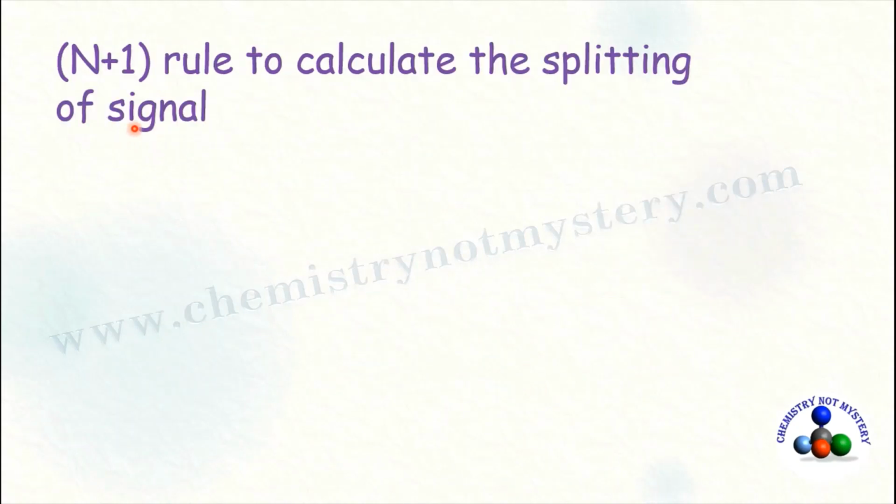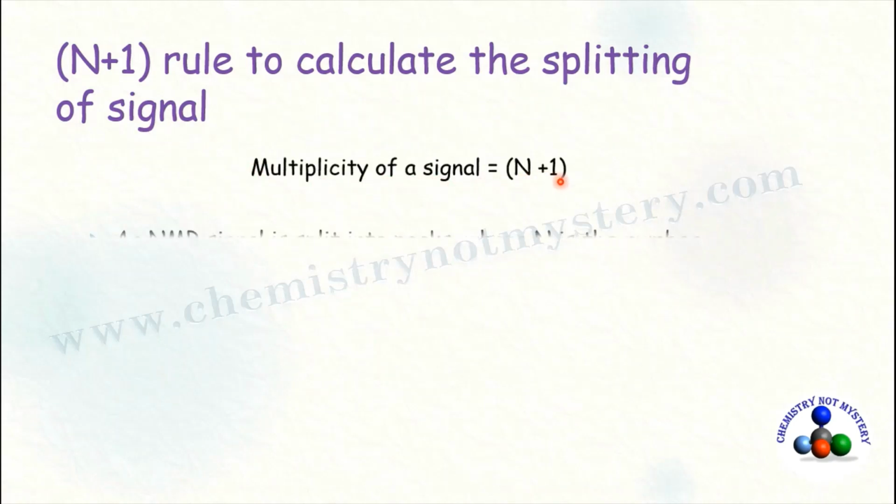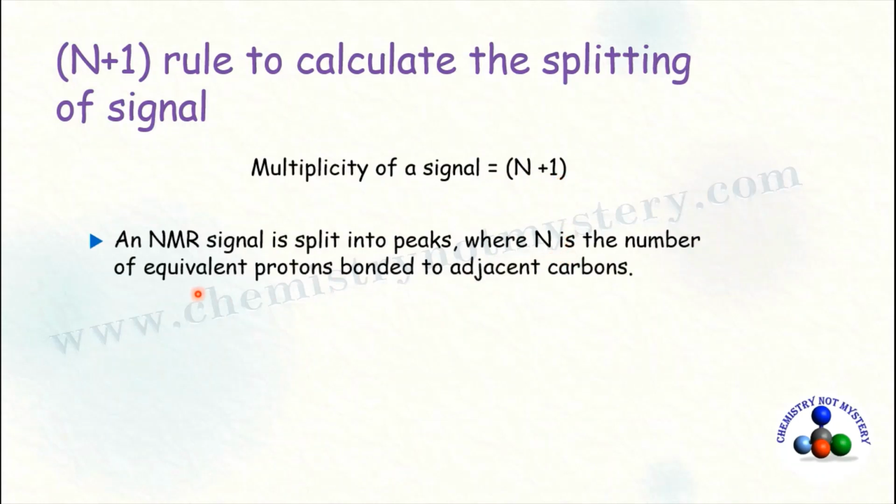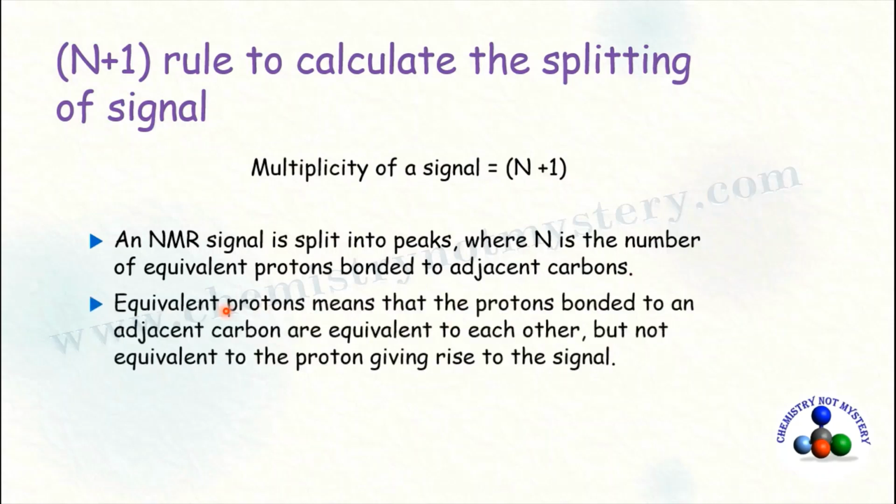Now come to the n+1 rule to calculate the splitting of the signal. Multiplicity of a signal can be calculated by n+1, where n is the number of equivalent protons bonded to adjacent carbons. Equivalent protons means protons bonded to an adjacent carbon are equivalent to each other, but not equivalent to the proton giving rise to the signal, because equivalent protons cannot split each other's signal.